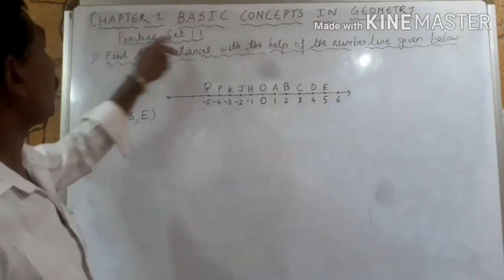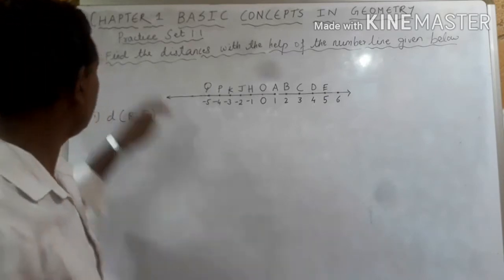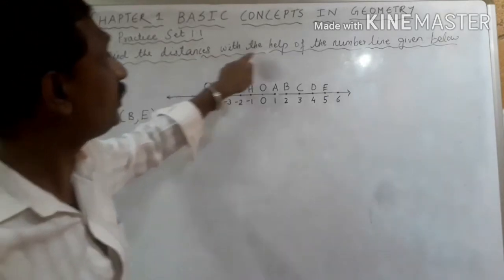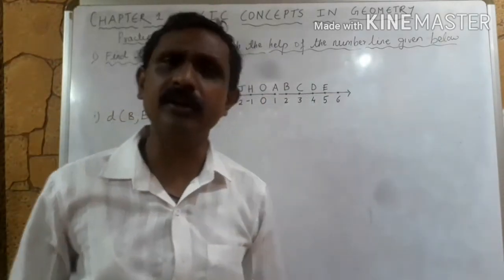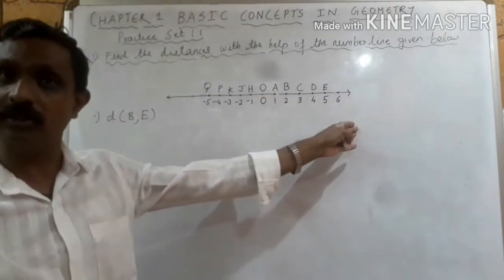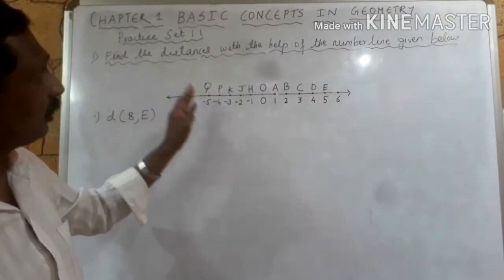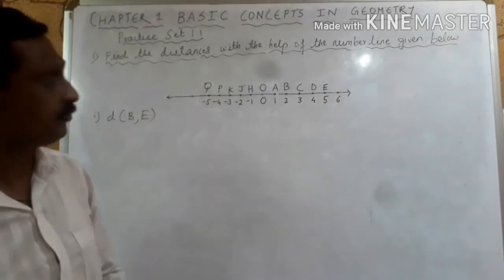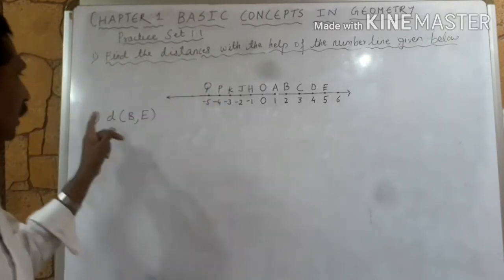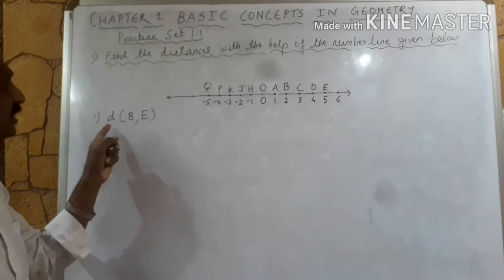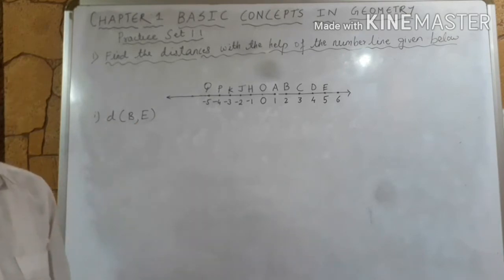Let's start practice set 1.1. Find the distances with the help of the number line given below. There's a number line given to us. With the number line, we are going to find the distances. The first example is distance BE. Now we will find out the distance BE.